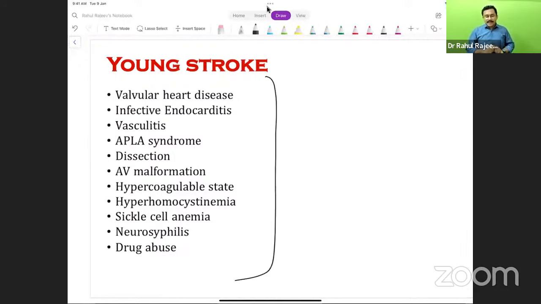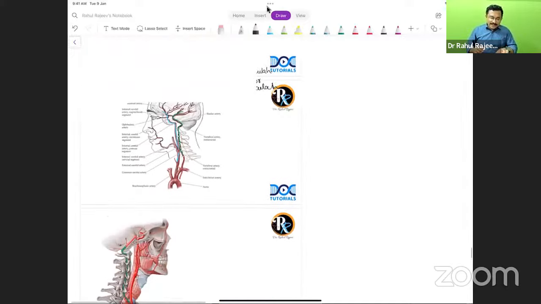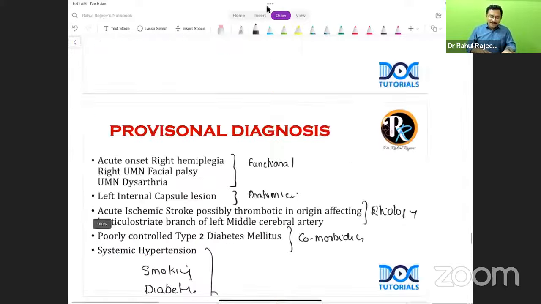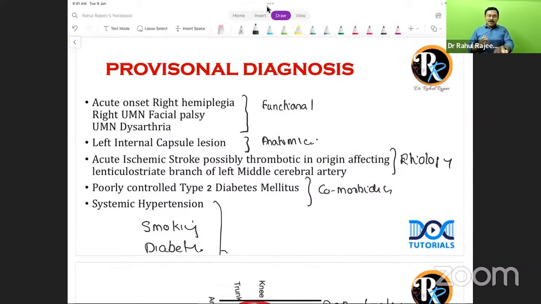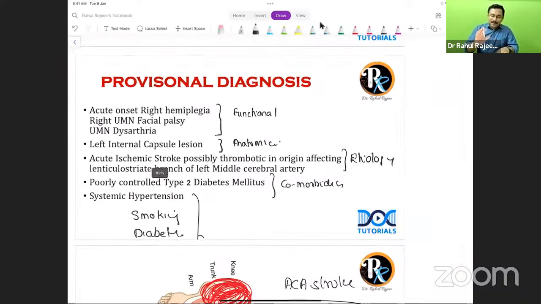Right. So thereby we come to the end of this session, where we have come to a conclusion on how to analyze symptoms and write a provisional diagnosis as well. I hope that the session was useful for you. It might have been an elaborate session, but as I told you a while back, it is the only session that you need to attend in your life for history taking in hemiplegia.